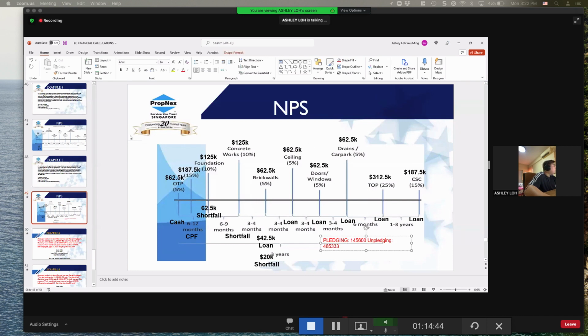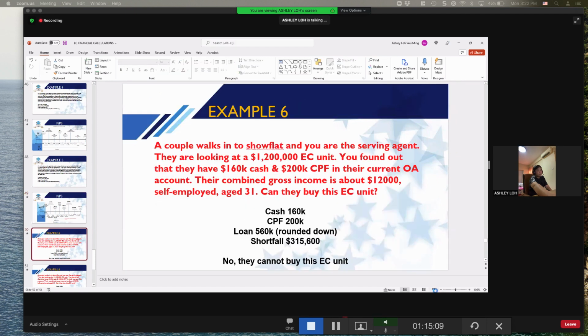But those who got 145,600 with the 485,333, that is the correct one. You're supposed to use the exact calculation just now. Use the income shortfall for the MSR and calculate based on that, then you will get this amount over here. Okay, can? If not, I'll move on.